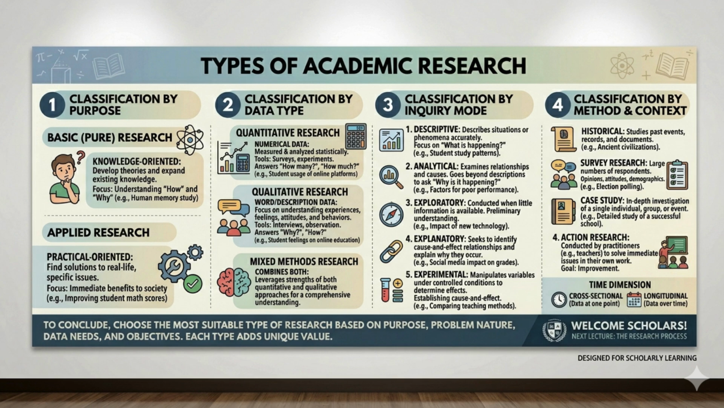In conclusion, research can be classified into many categories, including basic research, applied research, quantitative research, qualitative research, mixed methods research, descriptive research, analytical research, exploratory research, explanatory research, experimental research, historical research, survey research, case study research, and action research. Each type has its own characteristics, methods, advantages, and applications. Understanding these types helps researchers choose the most appropriate approach.